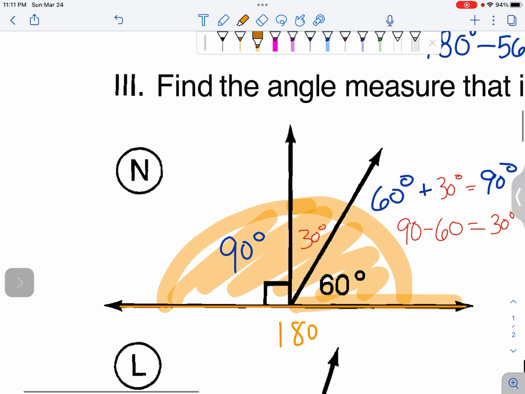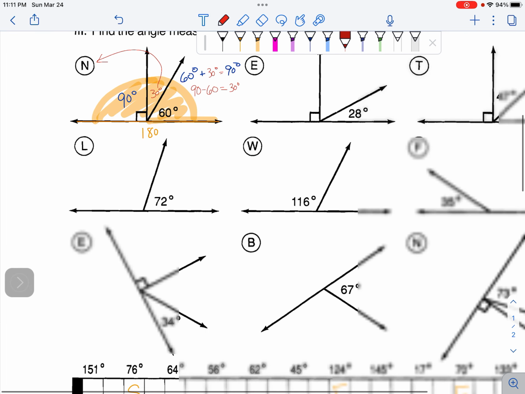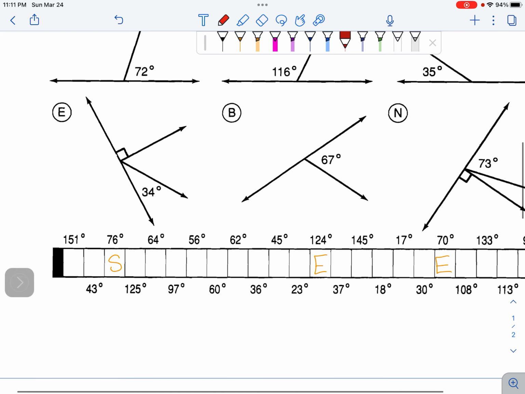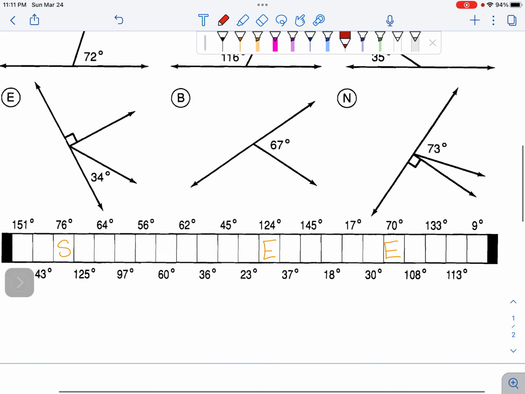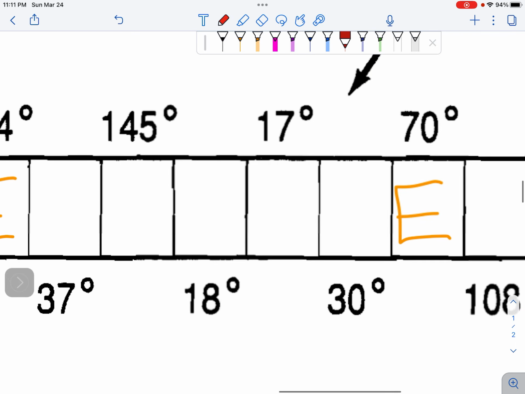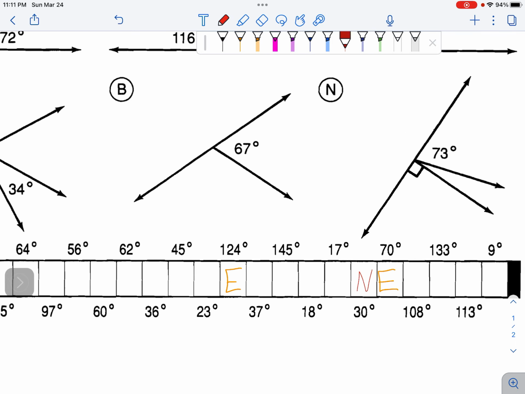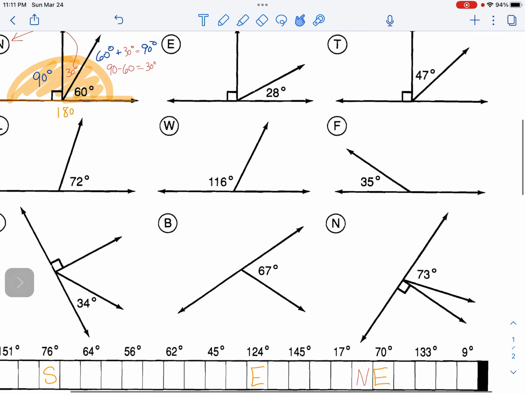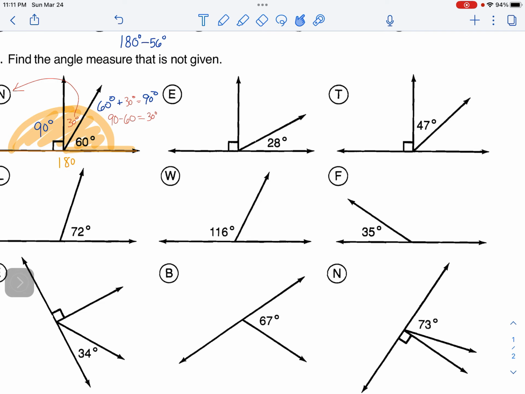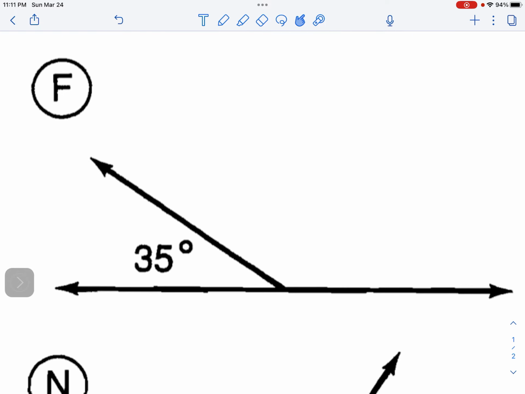So the answer to this problem is 30 degrees, N. There it is, N. We'll look at one more together, this one, F, right here.